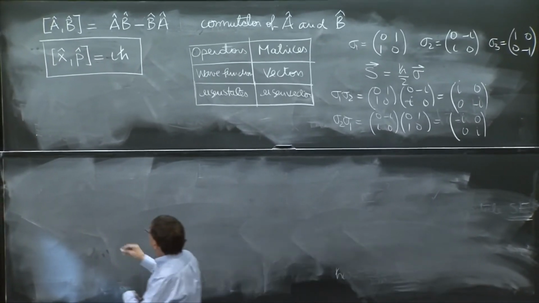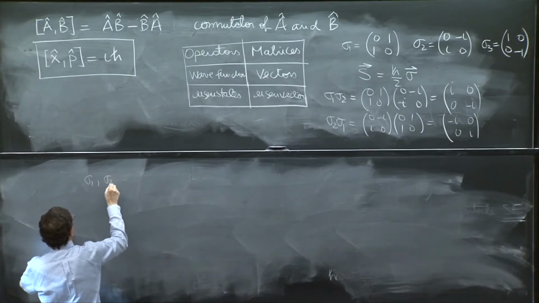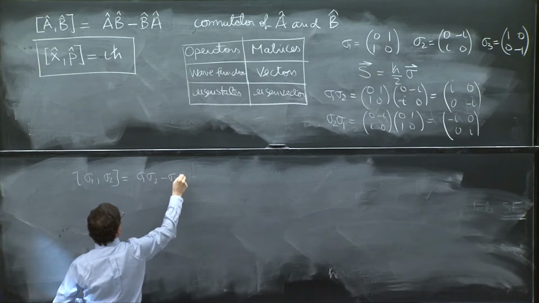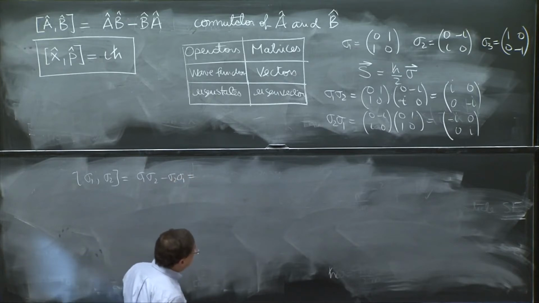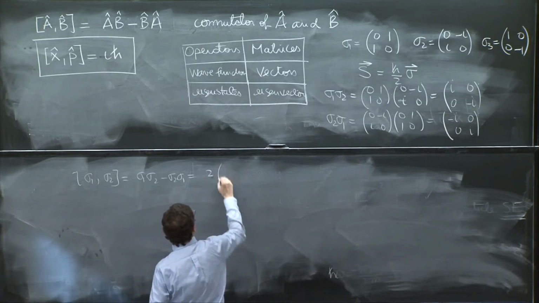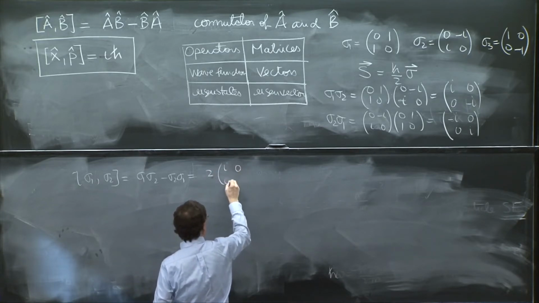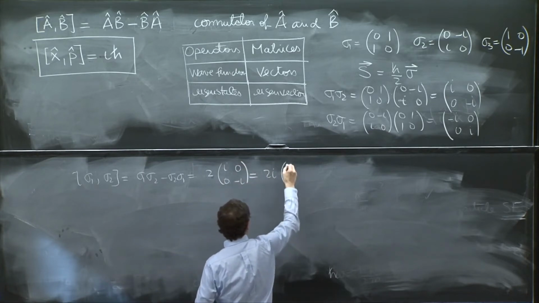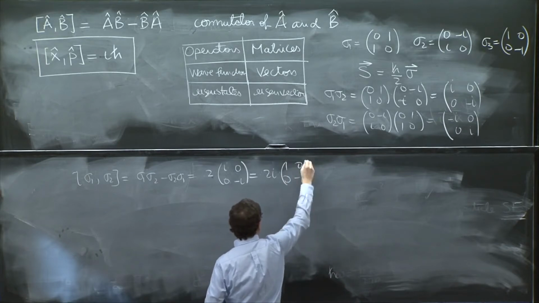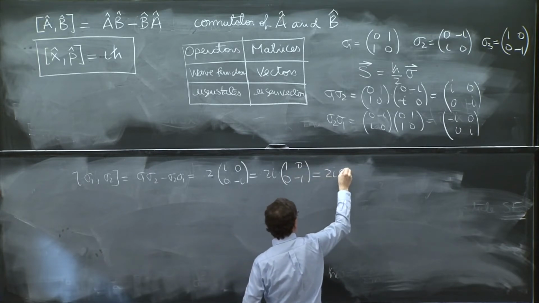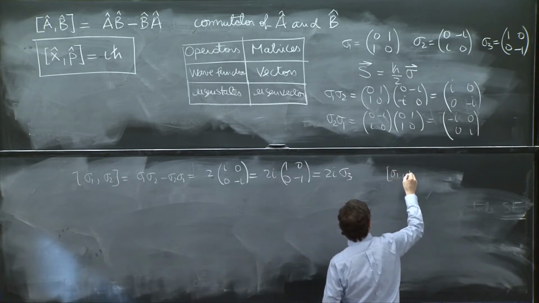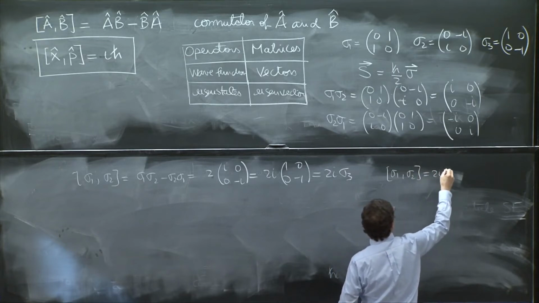And therefore, sigma 1 commutator with sigma 2 is equal to sigma 1 sigma 2 minus sigma 2 sigma 1. And you can see that they're actually the same up to a sign. So you get twice, so you get 2 times i, 0, 0, minus i. And this is 2i times 1, 0, 0, minus 1. And that happens to be the sigma 3 matrix. So the commutator of sigma 1 with sigma 2 is equal to 2i sigma 3.